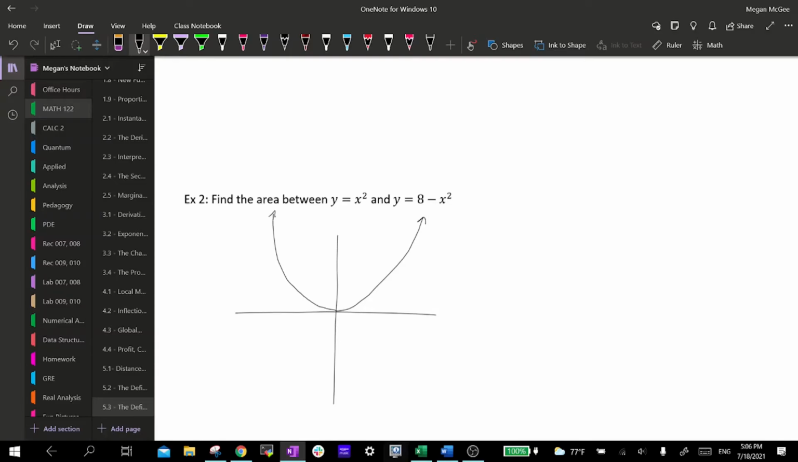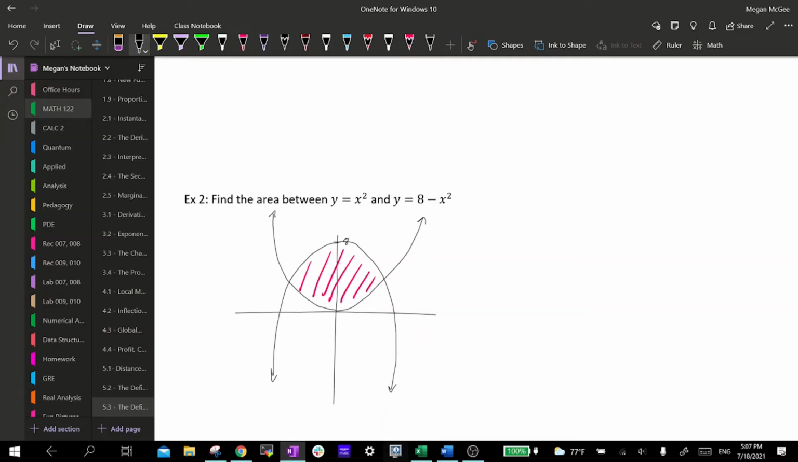And it's centered at 0, so this is our y is equal to x squared. And then y is equal to 8 minus x squared. Well, that's going to be an upside down parabola raised up to 8 up here. Okay, so we're going to have an upside down parabola. There we go. So the area that we're interested in is between these 2 curves.